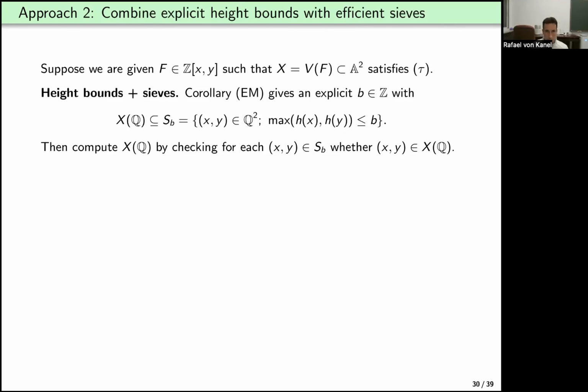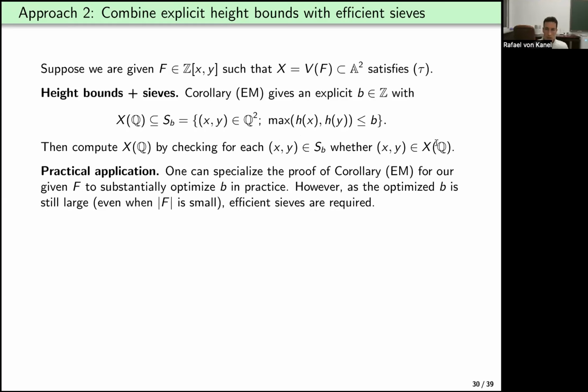Next, I would like to discuss this approach about the height bounds. Here the idea is we have such an explicit height bound B, and we just check for each element in this set S_B, which is a finite set, whether it actually lies in X(Q). Of course, if the height bound is too large, even if you can optimize it a bit, this will never work in practice. So we need efficient sieves to search more efficiently for this set X(Q) inside S_B.